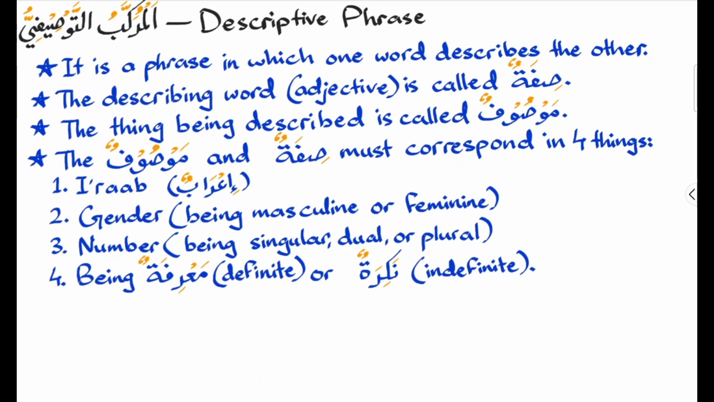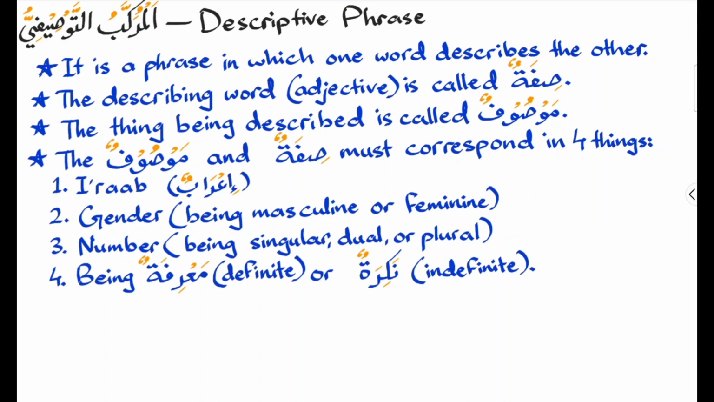But they have to be the exact same in terms of i'rab. The second thing they have to be the same in terms of is gender, being masculine or feminine. If the mawsuf is masculine, the sifa also has to be masculine. And on the other hand, if the mawsuf is feminine, the sifa also has to be feminine in accordance with the mawsuf. Number 3 is number, being singular, dual, or plural.